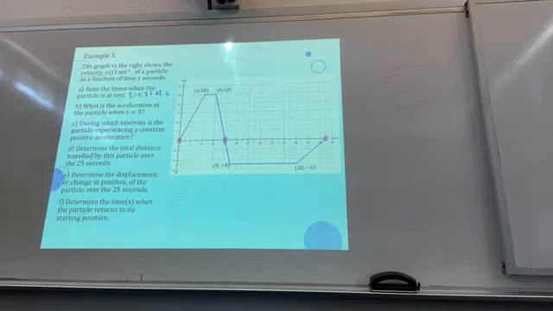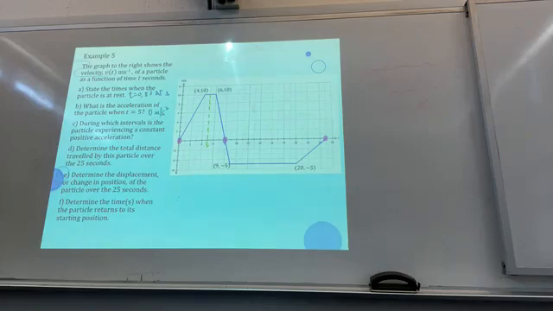What is the acceleration of the particle when t equals 5? It's 0, because the velocity is constant. There's no acceleration, right? So it's 0 meters per second squared.